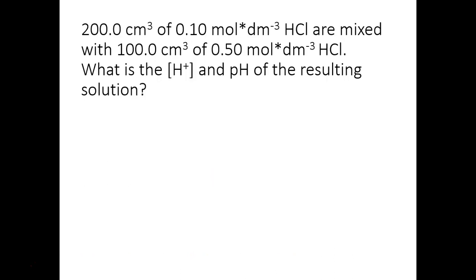Okay, next, 200 cubic centimeters of a 0.1 molar HCl solution are mixed with 100 milliliters of a 0.5 molar HCl solution. So what is the concentration of hydrogen ions and the pH of the resulting solution? So again, we really need to figure out what is going on here. This is not a neutralization. We're just taking two hydrochloric acid solutions and mixing them together.